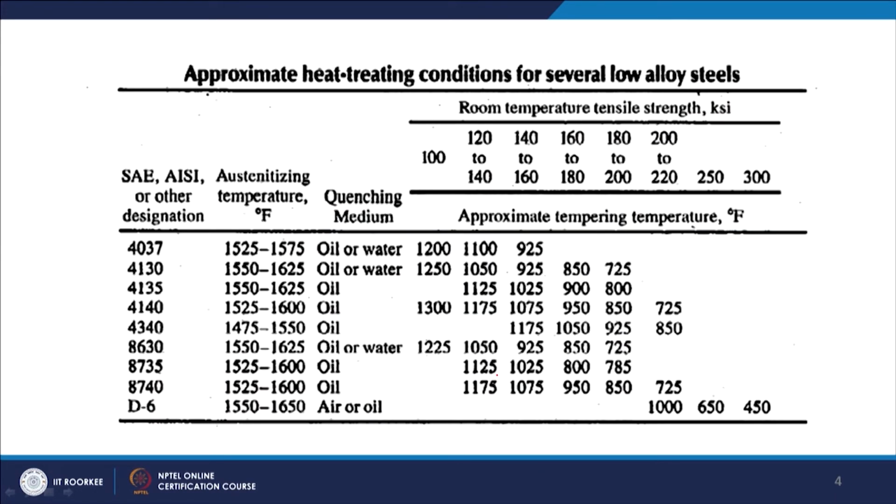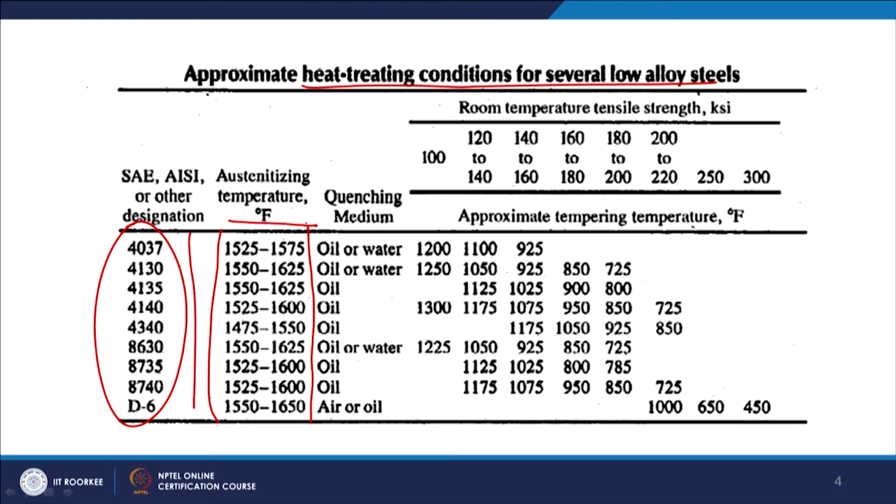So, this table typically shows the values of the temperatures which are to be used for the different grades of the heat treatable low alloy steels. So, there are various grades of the heat treatable low alloy steels, and this column is showing the kind of temperature which is to be used for austenitizing, followed by the water or oil quenching. So, after austenitizing we need to apply the suitable cooling rate, so that the required martensite can be formed, and after that the tempering is carried out.